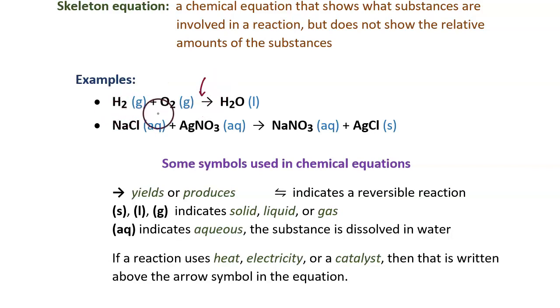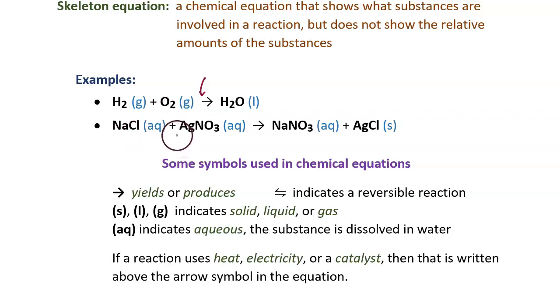H2 gaseous plus O2 gaseous produces H2O liquid. This skeleton equation shows the formation of liquid water from two gases, hydrogen and oxygen, but it doesn't indicate how much hydrogen or how much oxygen is needed. It just gives the substances.